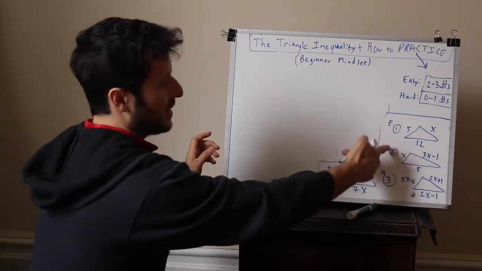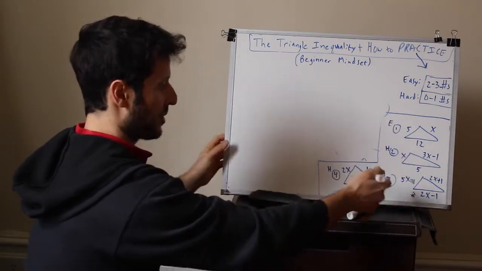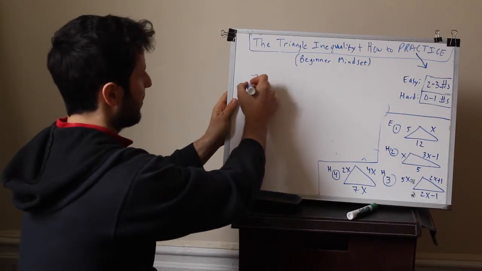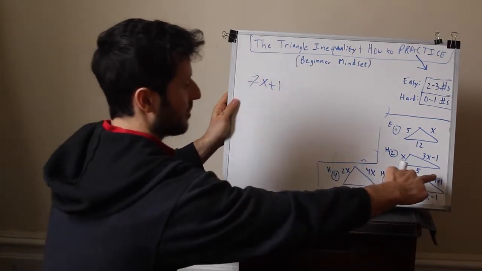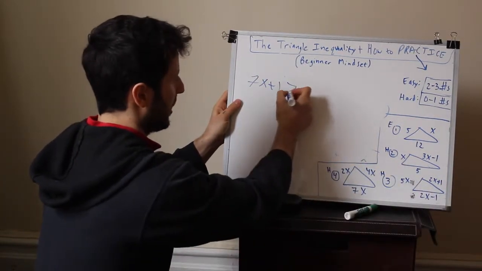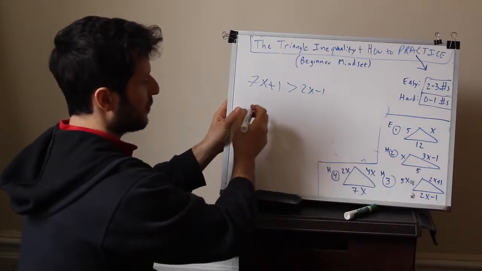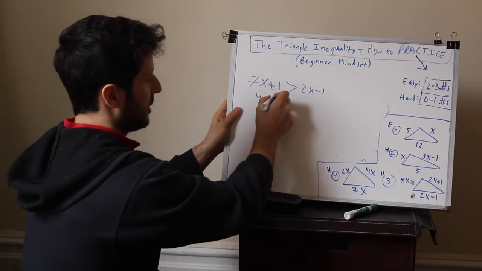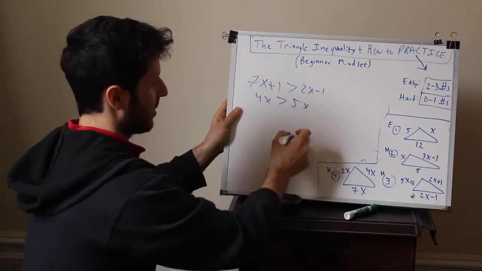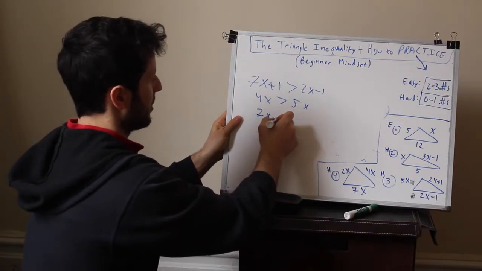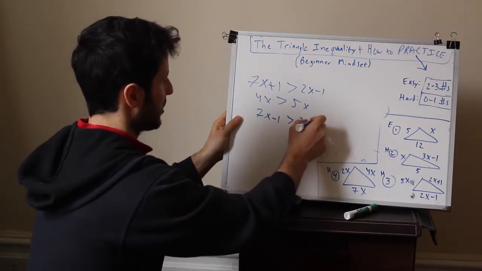So the E and H just means easier and harder questions. Okay, so I'm just going to set it up from here. So let's add them up. So we're going to have 7x plus 1. The sum of these two must be greater than that. Has to be greater than 2x minus 1. Then we'll do those two. So 4x has to be greater than 5x, and then we're going to have 7x minus 1 has to be greater than 2x plus 1.